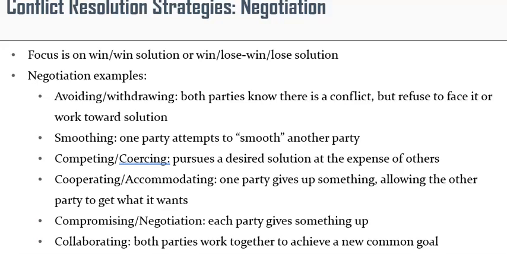Next is competing or coercion. This is when one party pursues a desired solution at the expense of others. The party who loses something can experience anger, aggravation, and a desire for retribution. This is usually a win-lose solution.